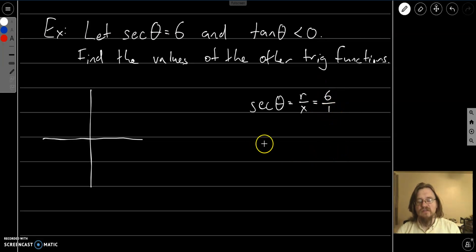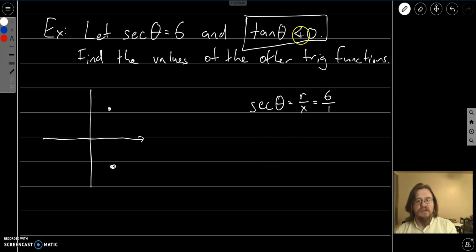So the question is, where is y? So we know that if r is 6 and x is going to be 1, well, if x is 1, we know that we're to the right. But are we going to be up here or down here? And this is where we're not told what quadrant we're living in. Are we in quadrant 1? Are we in quadrant 4? Well, we'll have to use this information to be able to tell us.